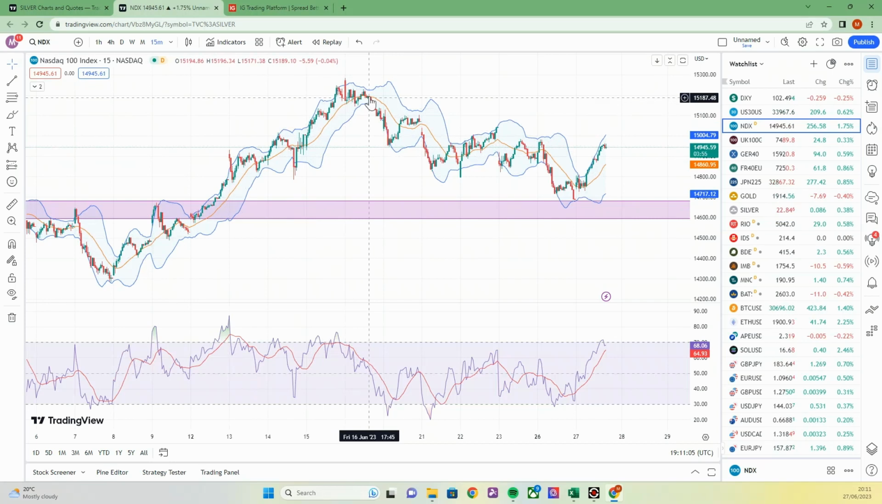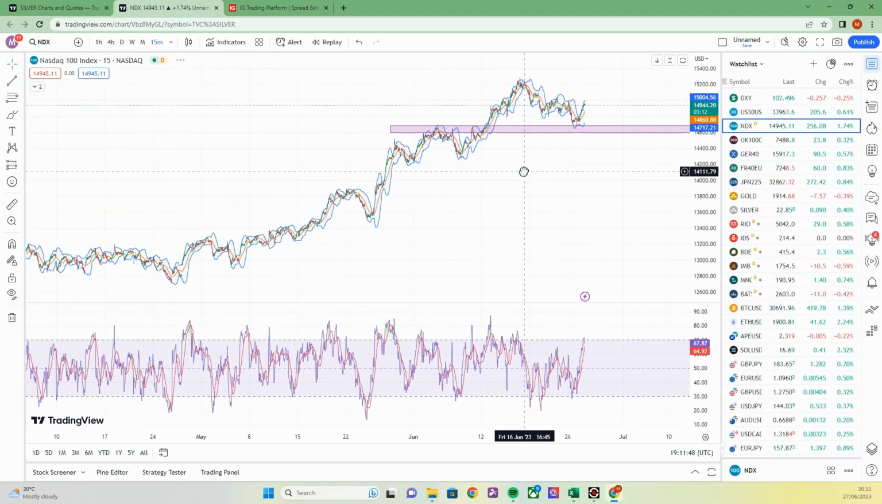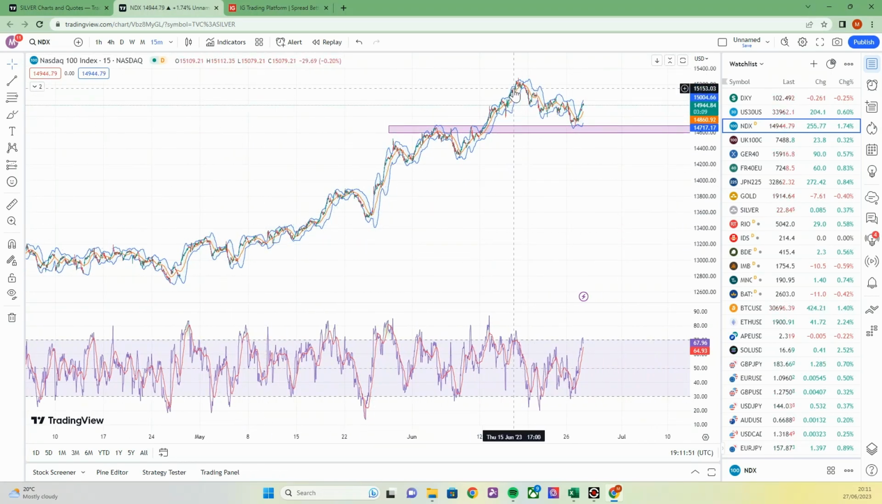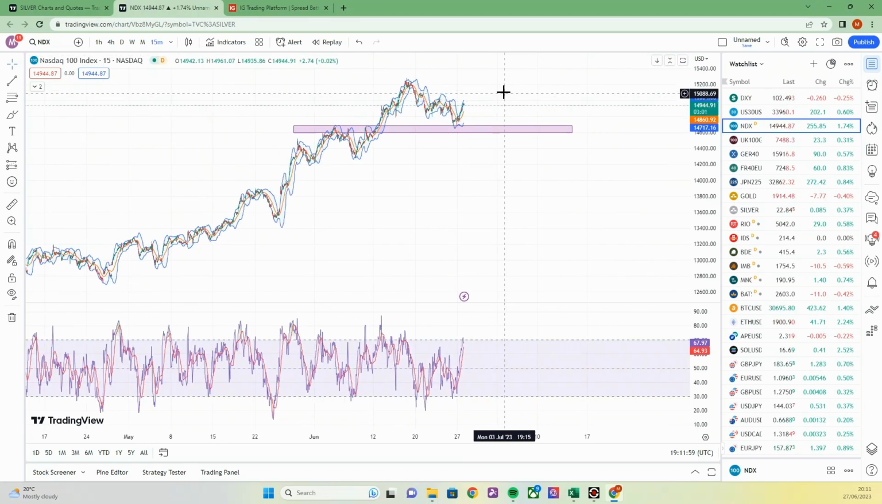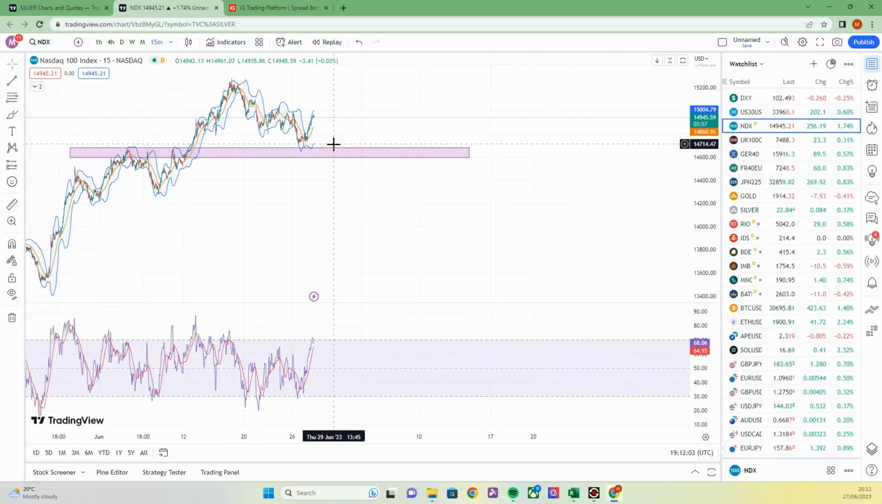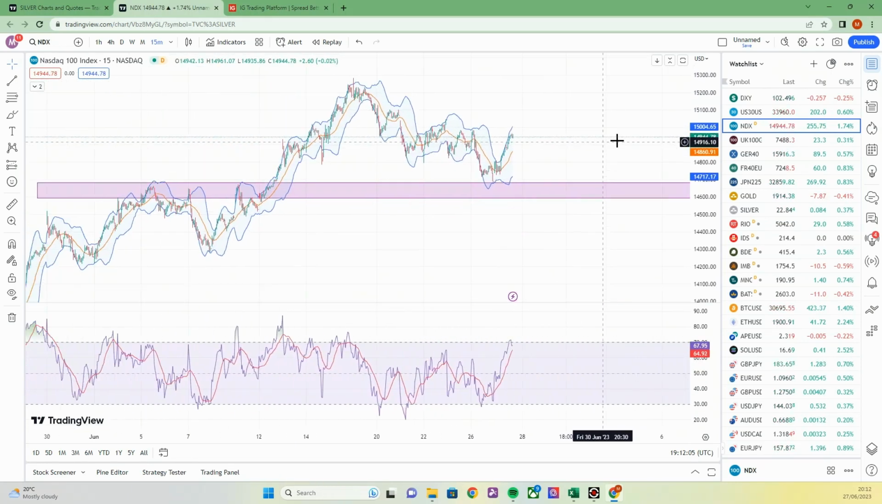I want to see that this is the general upwards trajectory. This is the pullback, and this is it continuing up off of this resistance line. Normally, what this shows me is upwards direction, pullback, and then continuing upwards. Nasdaq is doing really well at the moment because of companies adopting AI and pushing on.